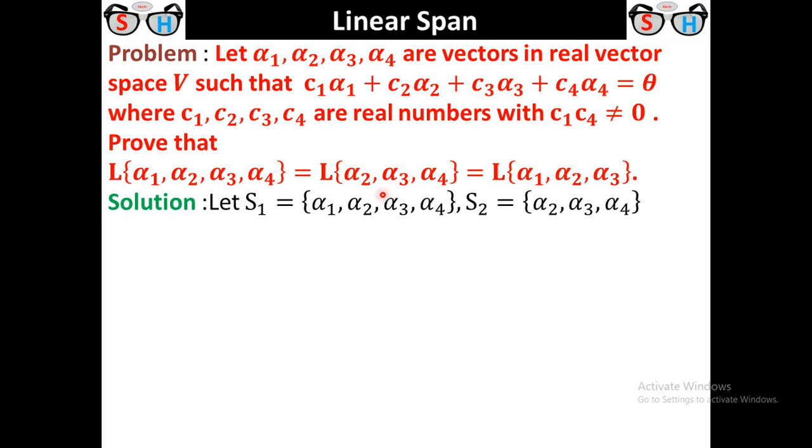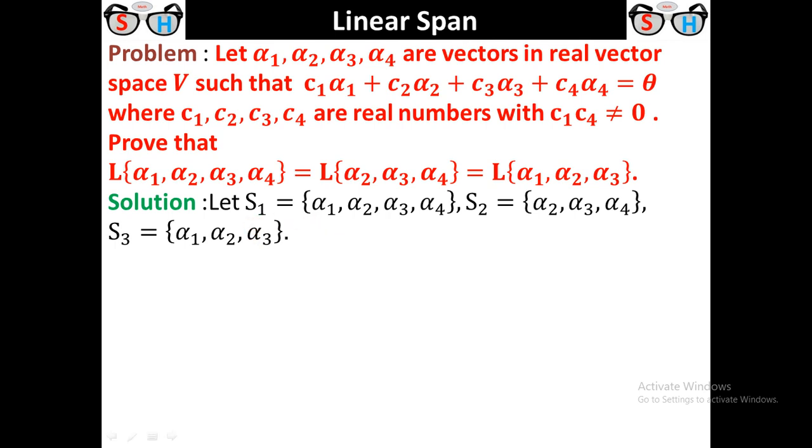However, here we consider S1 as alpha 1 alpha 2 alpha 3 alpha 4, S2 as alpha 2 alpha 3 alpha 4, and S3 as alpha 1 alpha 2 alpha 3. Here we have to prove that the linear spans of S1, S2 and S3 are all equal. Just here, if you see S1 and S2, then I delete alpha 1 from S1.